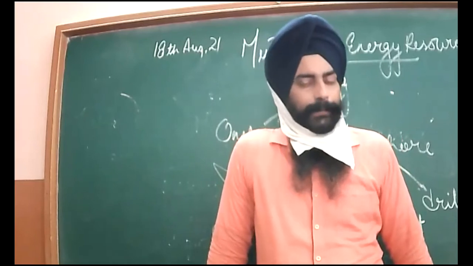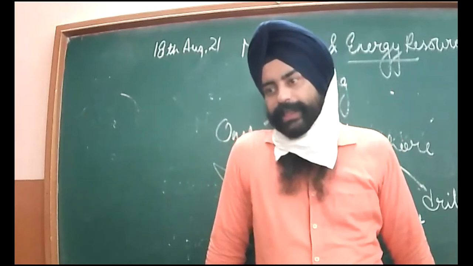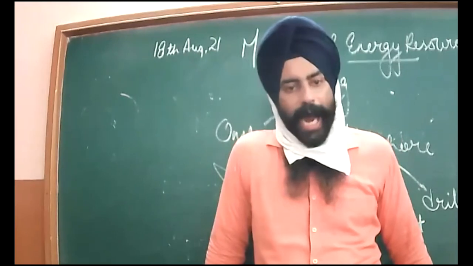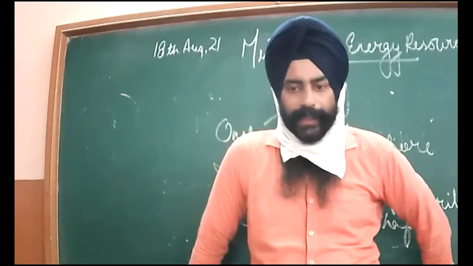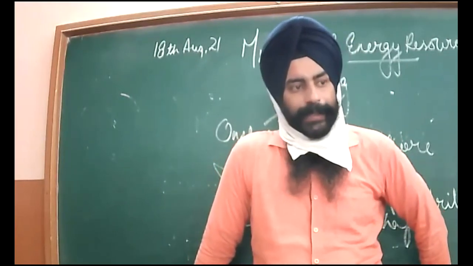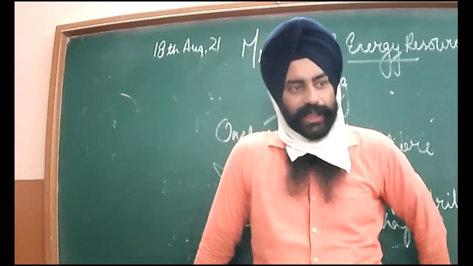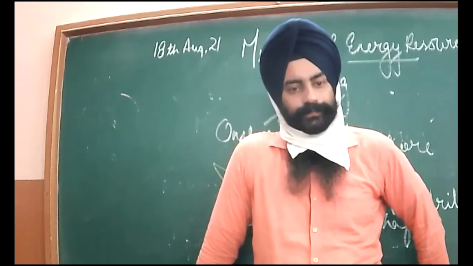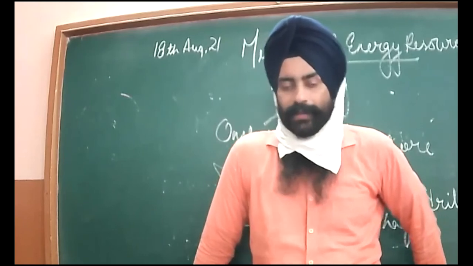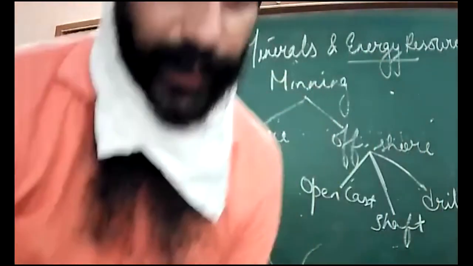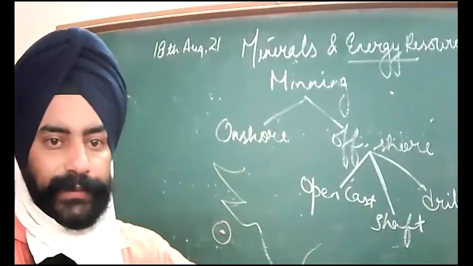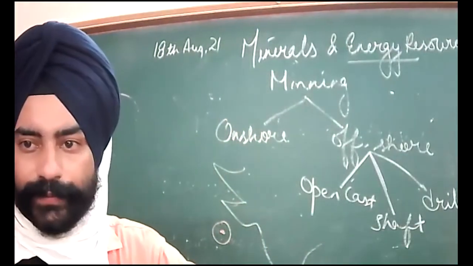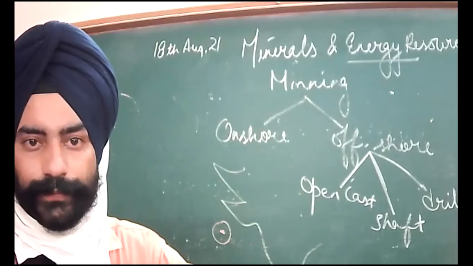Clear? Another example is Digboi in Assam, D-I-G-B-O-I. Digboi in Assam. Clear? Sufficient examples have been given to you. Any queries still there? Any questions?